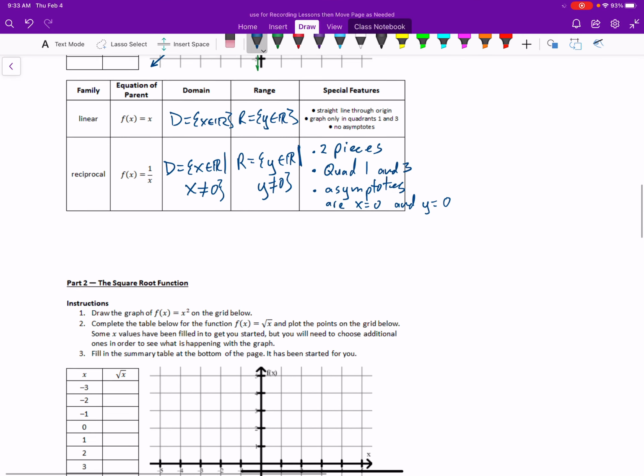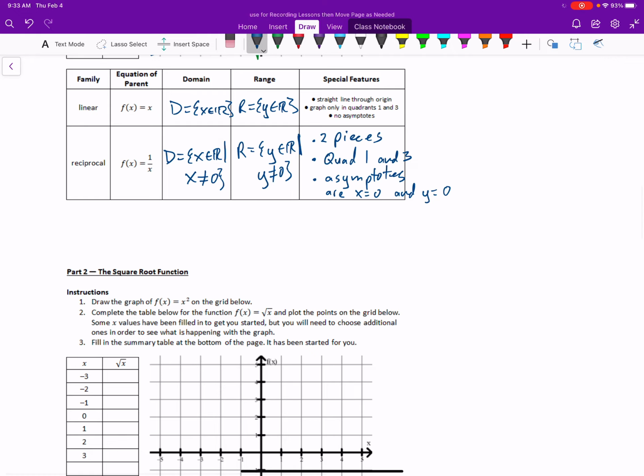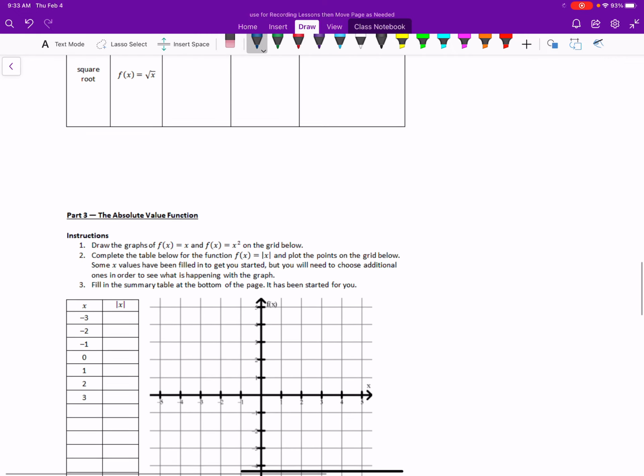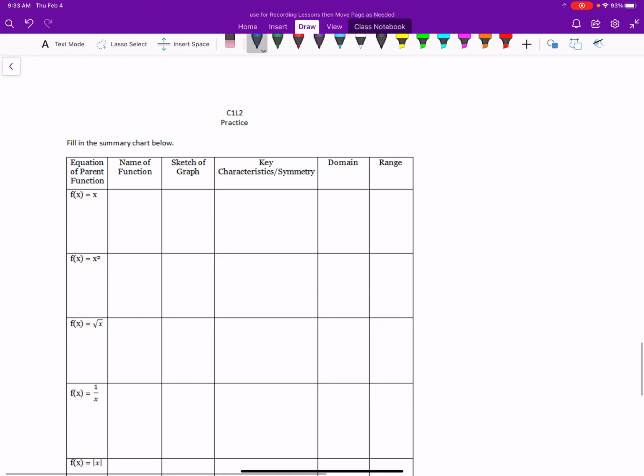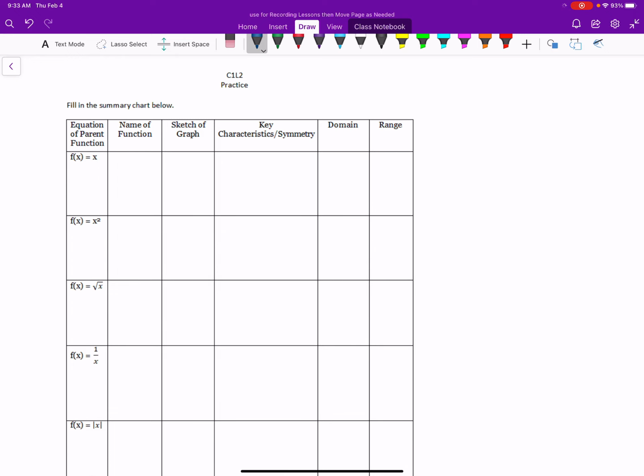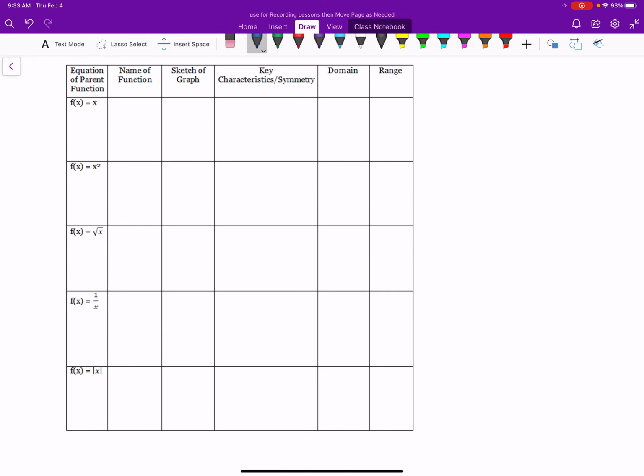So the homework for today is to do part 2 and part 3, and then there's just a summary where it's all put together at the end, where you can have it all in one place. All right, and that's it. Good luck.